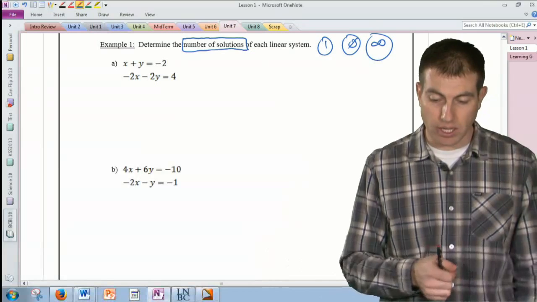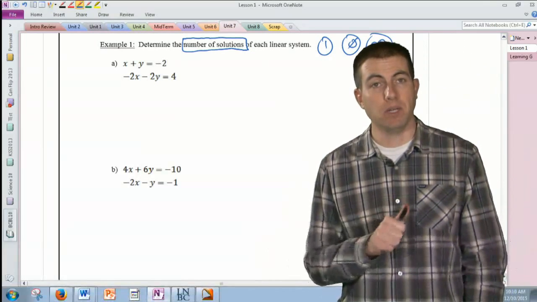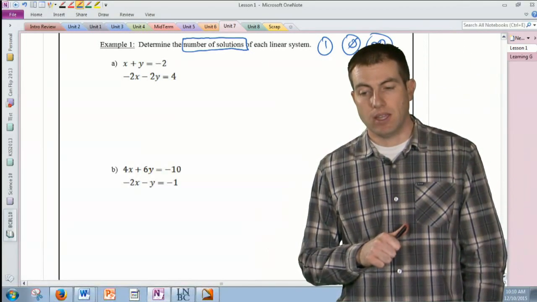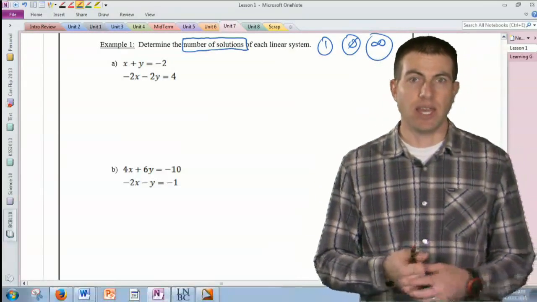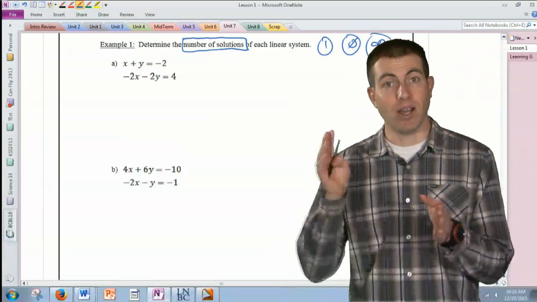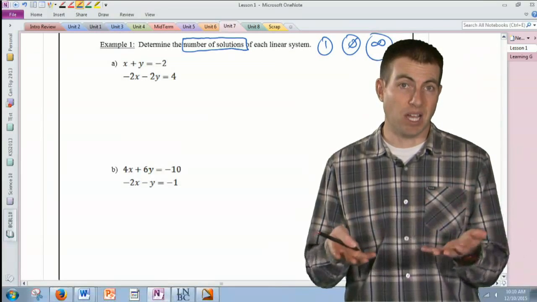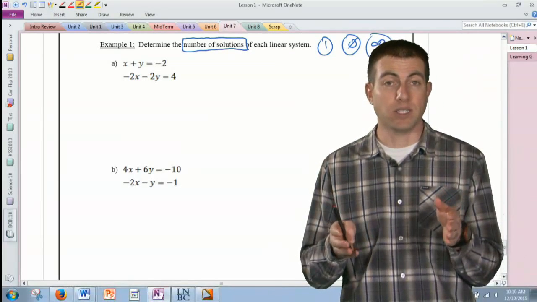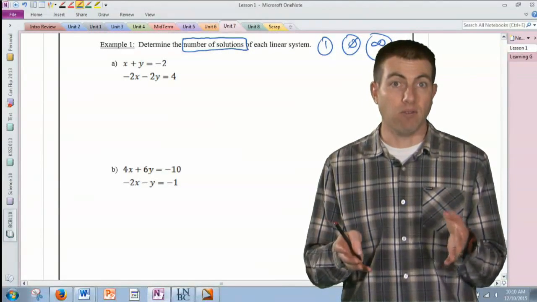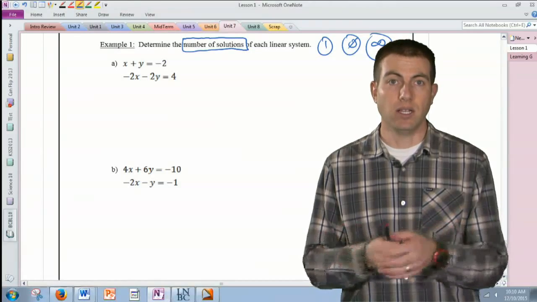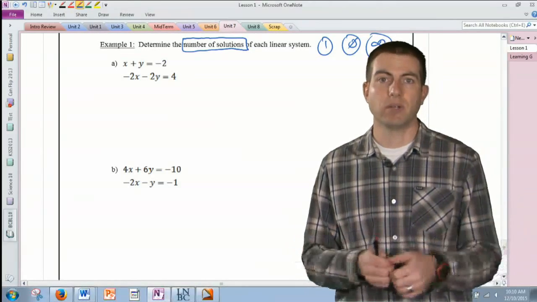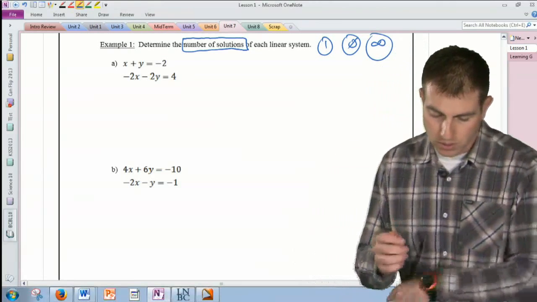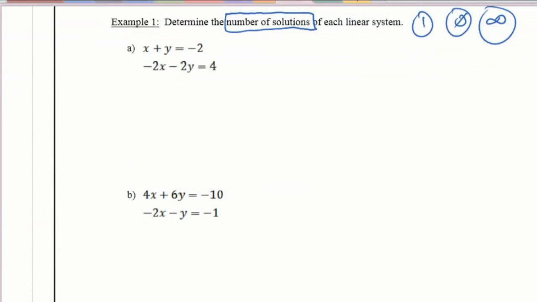So we need to look at our lines and compare them. The easiest way to do that is maybe put them into slope-intercept form, because once I've done that, I can figure out if the slopes are the same and the y-intercepts are the same, they're the same line. If the slopes are the same but the y-intercepts are different, then I have 0 solutions because they're parallel. And if the slopes are different, I'm going to have 1 solution. So let's convert these puppies.